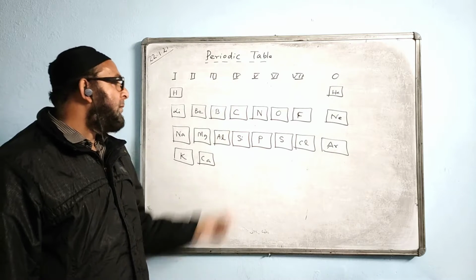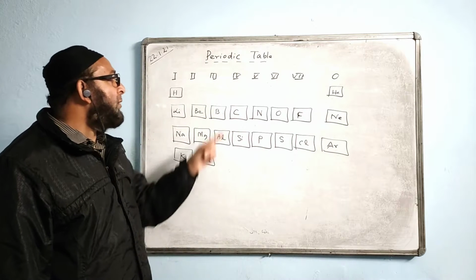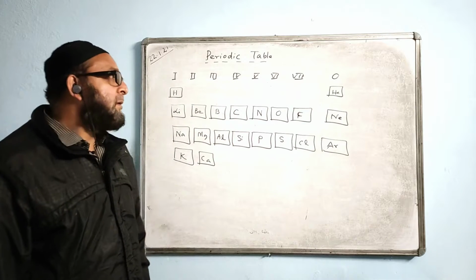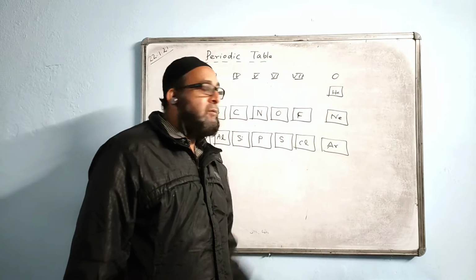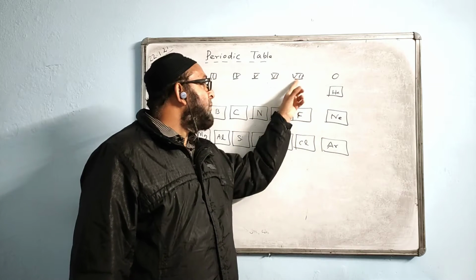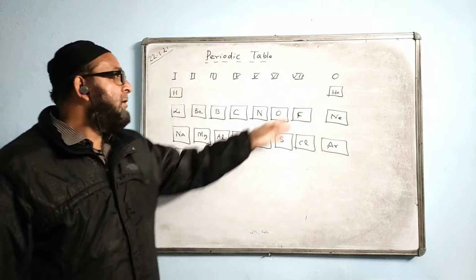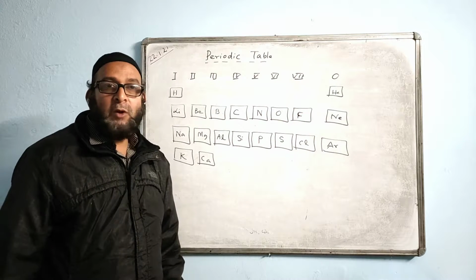I'm telling all the important ones. Group 4 is a group of semiconductors. Group 0 is a group of inert gases. Group 7 is a group of halogens. They are the strong non-metals. Halogen means salt producer.